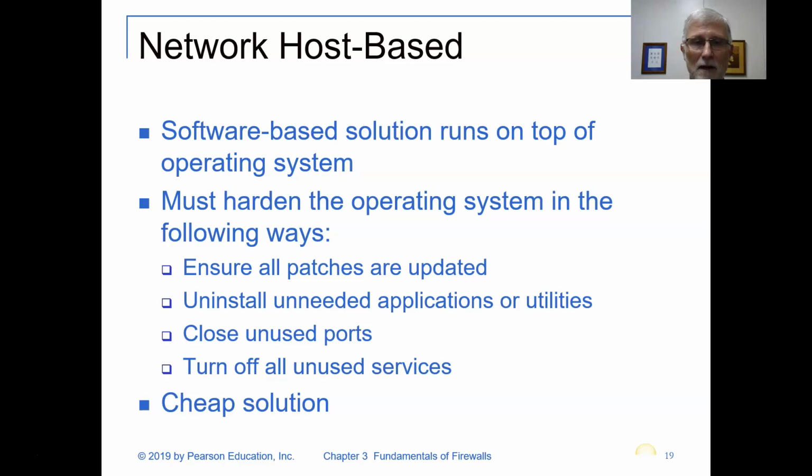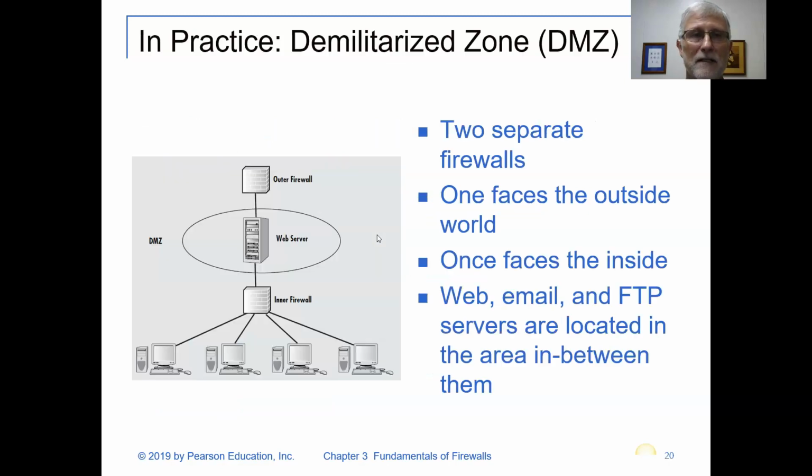Now, to make it really secure, you have to harden your operating system. You can do that by making sure all the patches are updated, uninstalling any unnecessary applications or utilities, closing unused ports, and turning off services that you're not using. It's a cheap solution, but to really make sure it works, it comes down to this hardening of the operating system. Later in the semester, we'll go into how to harden an operating system.